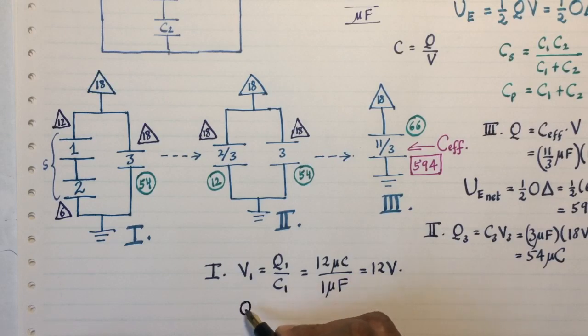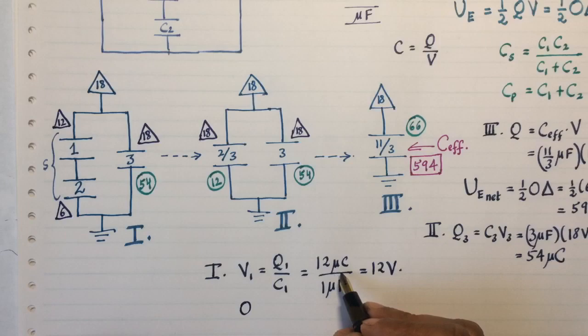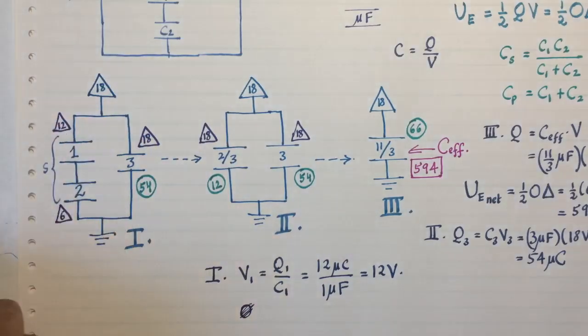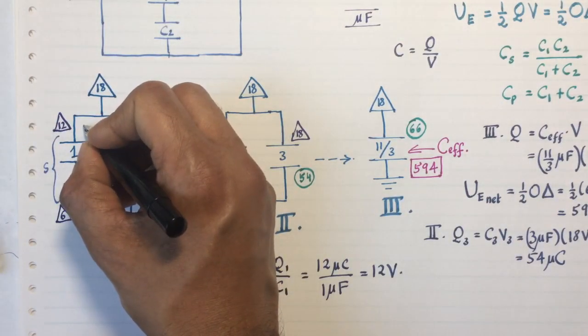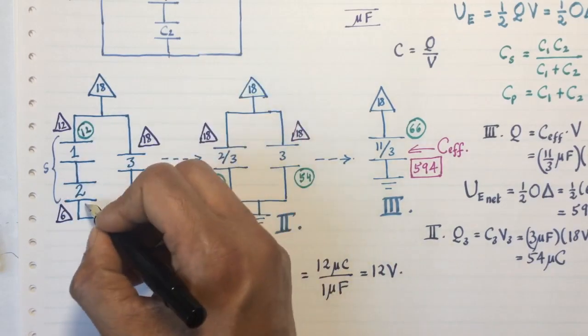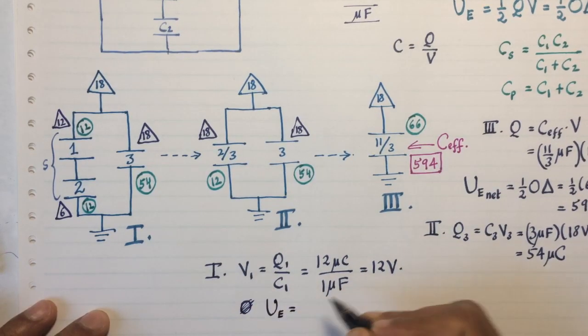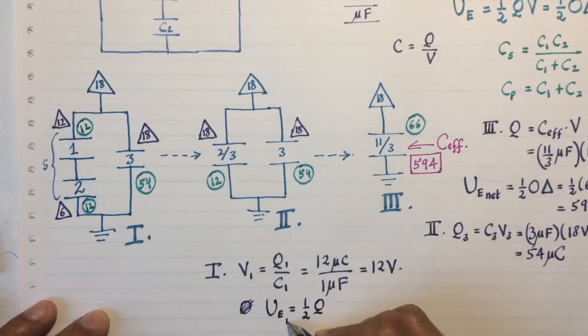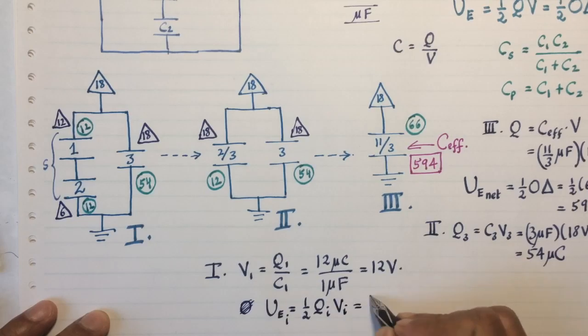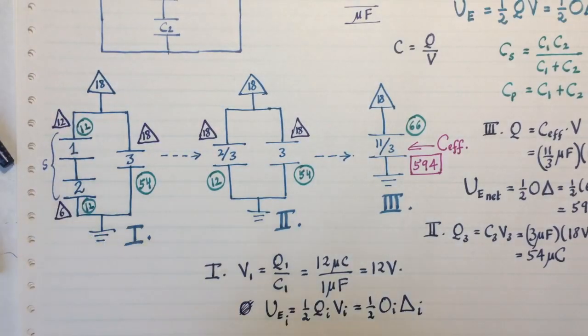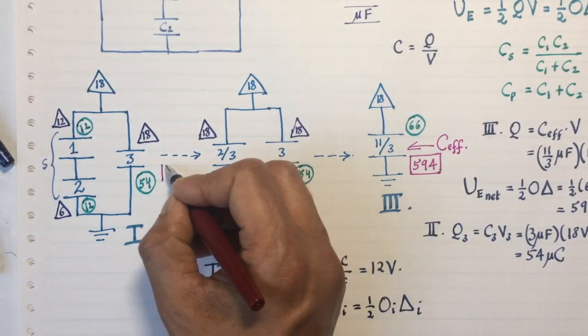Let's actually work out the charge here. The charge Q1 is, well, it's already 12 microcoulombs, so I don't have to do any more. It's already there, so never mind. So I'll put 12 here and 12 there. And the last step for this one, I will actually go ahead and find the energy. U sub E equals 1/2 Qi times Vi, which means 1/2 circle i, triangle i. So let me do this for all three of these.